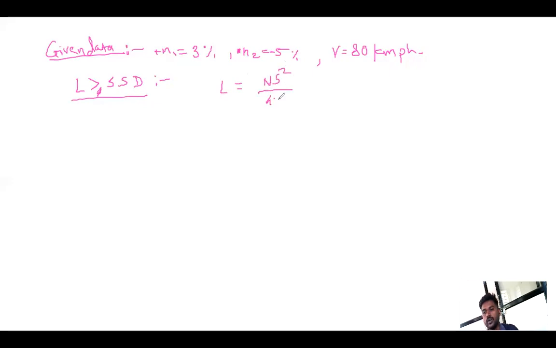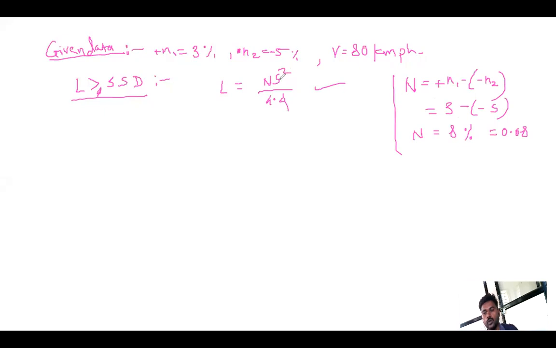Just now we have written NS square divided by 4.4. So this is the formula we have to use. Now here, see what is n. As we know, the first one is the ascending gradient, that is plus n1, and the second one is the descending gradient, so minus. So it will become 3 minus of minus 5, which is equal to 8%. How much will it become? 8%, so it is 0.08.